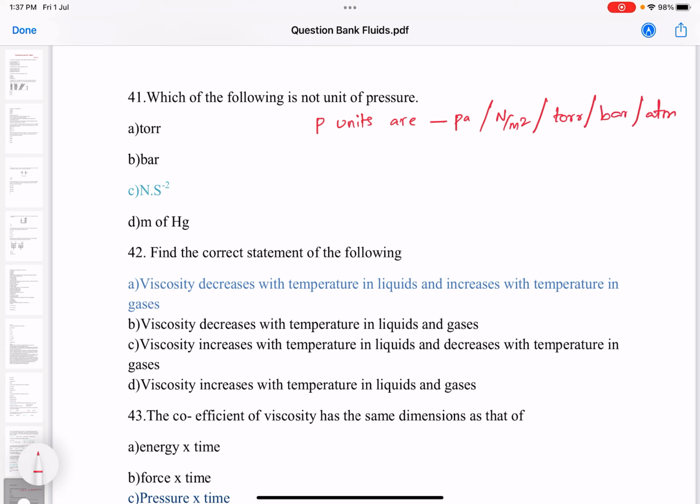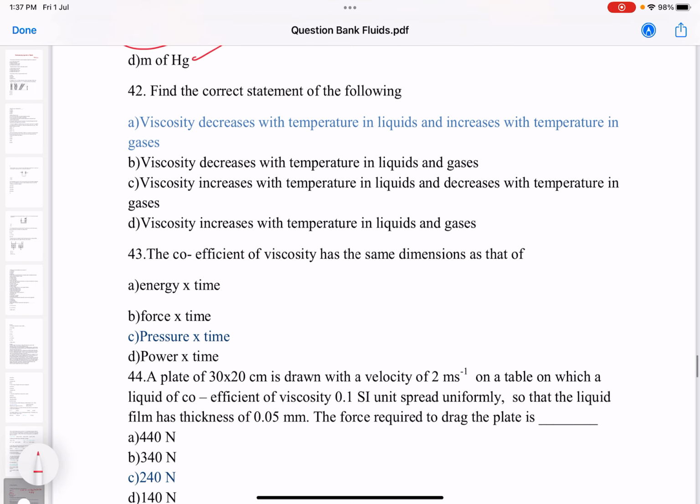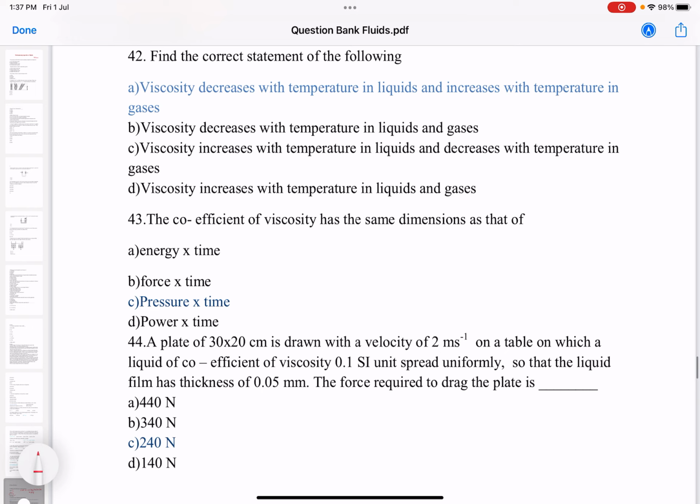So here torr is a unit, bar is a unit, and also we have meters of Hg or centimeters of Hg or mm of Hg. These are the units of pressure. So this is also a unit of pressure. This is not a unit of pressure. Answer is C.